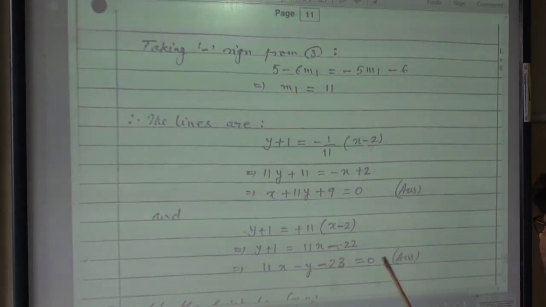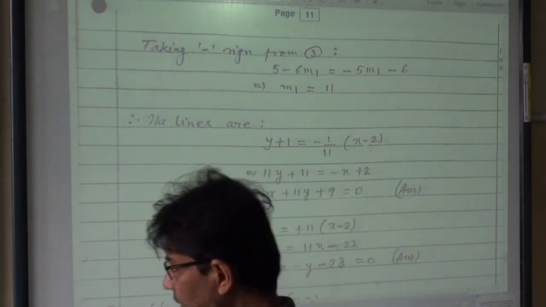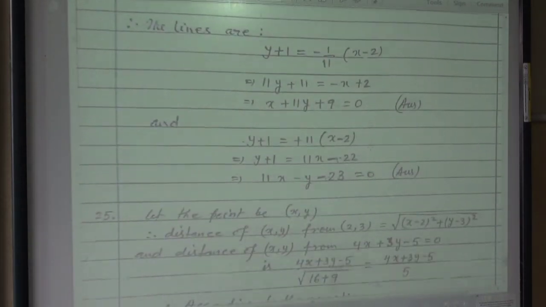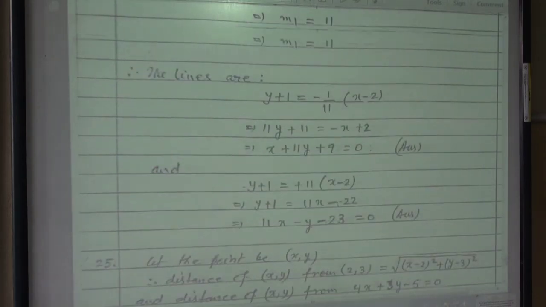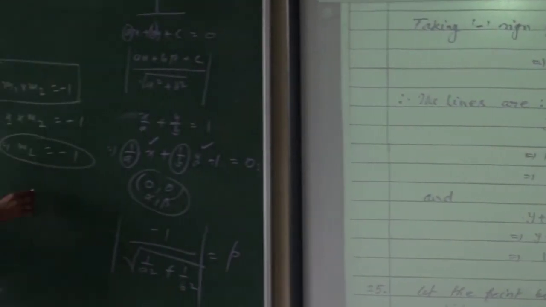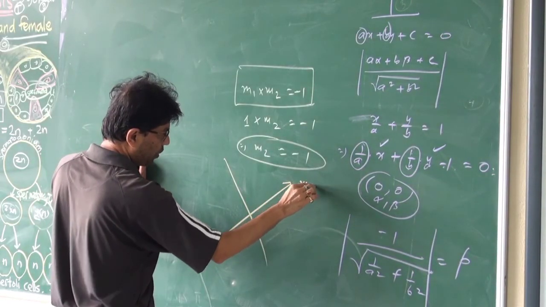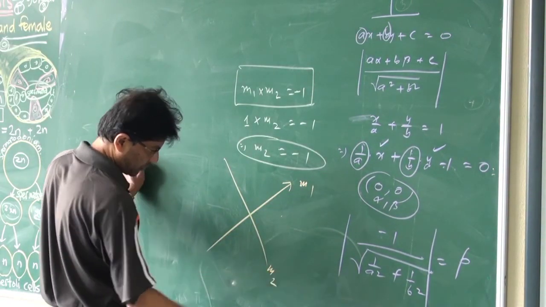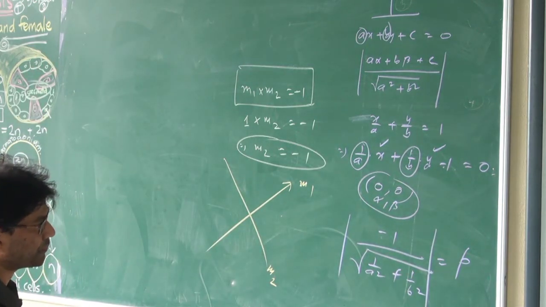Now the question is, you have to prove that, oh, it is not asked, so I am giving this extra. These bisectors: this is one bisector, this is another bisector. This one's slope was m1, this one's slope m2. We have got two bisectors here.